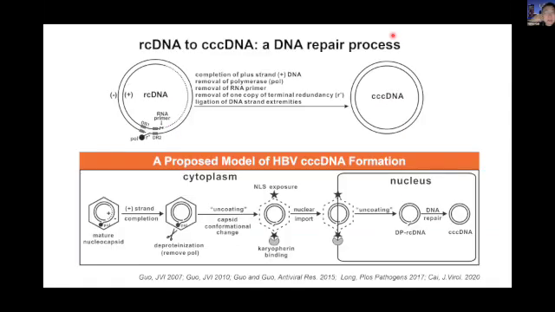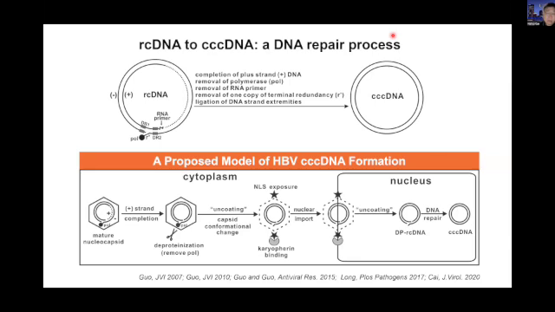Considering formation of cccDNA from the rcDNA, this is a DNA repair process. People can easily understand that the rcDNA can be considered as damaged DNA because it has nick gaps and peculiarities on the termini of the rcDNA. Those structures need to be fixed to repair this into a perfect covalently closed circular DNA. On the bottom of this slide is a proposed model for cccDNA formation.